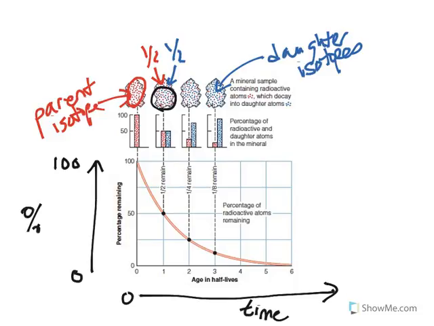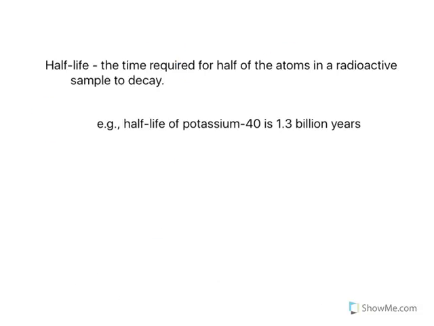This particular rock has half of the parent isotope and half of the daughter isotope. In other words, half of the parent isotope is still remaining. Therefore, we would say that only one half-life has occurred. Remember the definition of half-life. It's the time required for half of the radioactive atoms, in other words, the parent atoms, to decay.